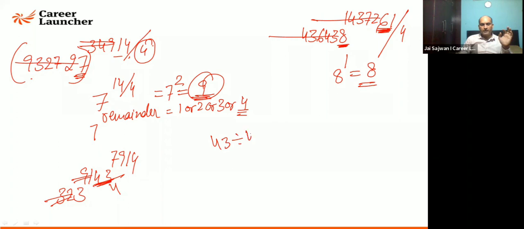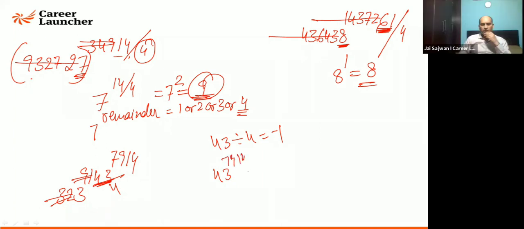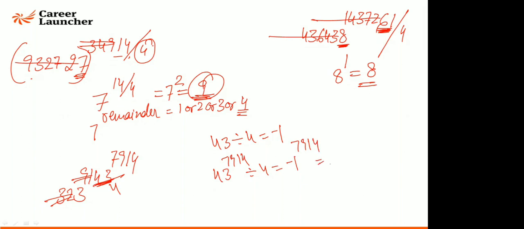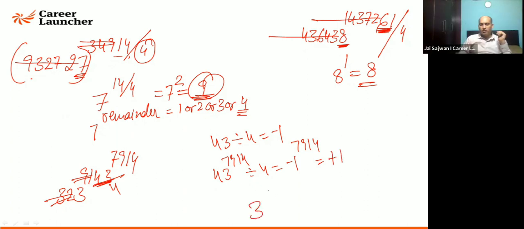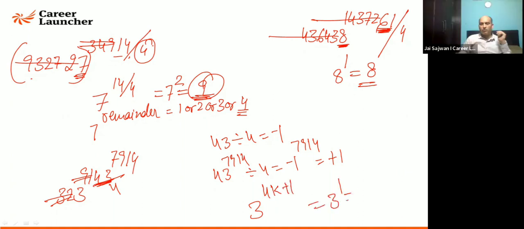43 divided by 4, can I say remainder is -1? Okay. Yes sir. 43 to the power of 7914 divided by 4 is minus 1 to the power of 7914. What is the remainder? Yeah, 1. देखो भैया तुम बोलते रहे, अच्छा बोल रहे हो. So when you divide the power by 4, remainder is 1, means 3 to the power 1 is 3. That's your answer. Okay.